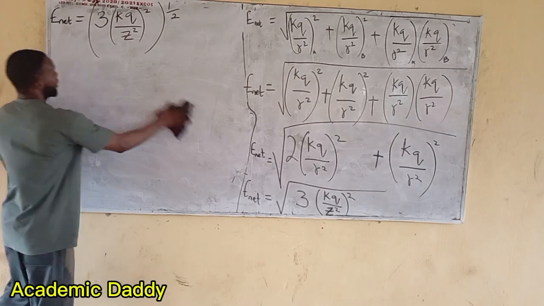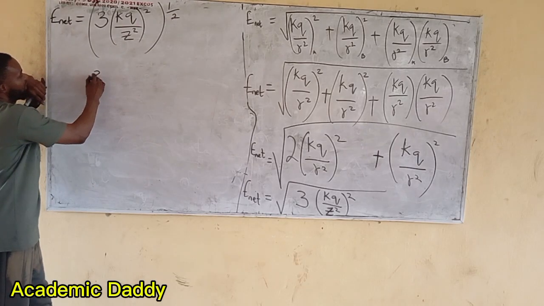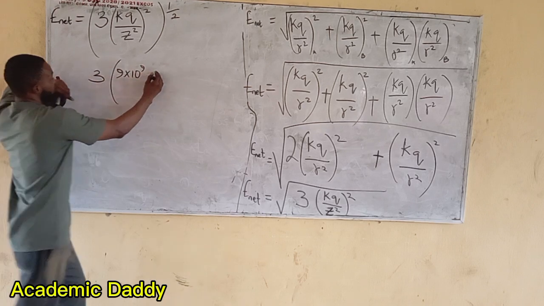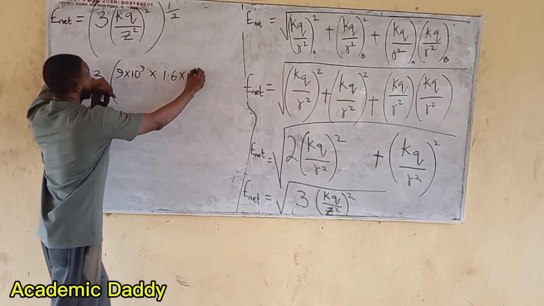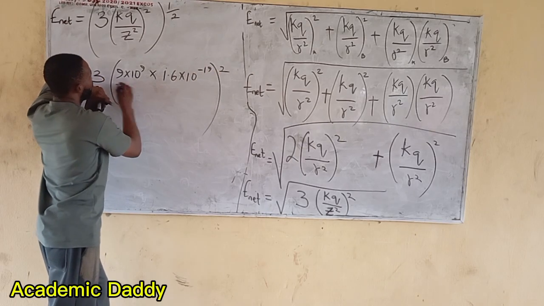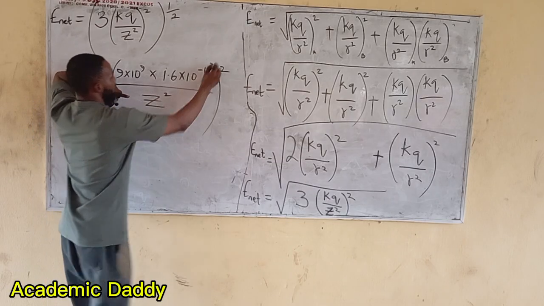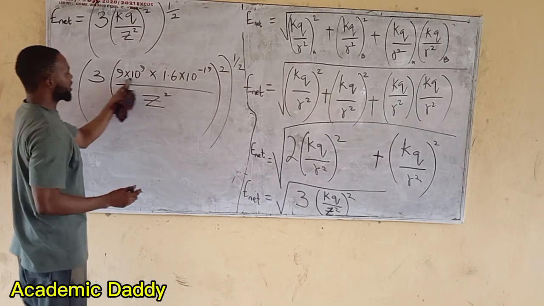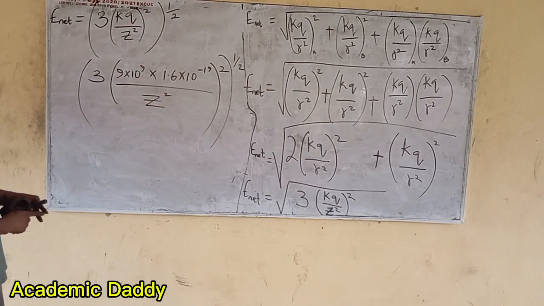So now I've gotten to this junction. At this junction, I can decide to say that this is the same as saying 3 times 9 times 10 raised to power 9, times 1.6 times 10 raised to power minus 19, over Z squared, all raised to power 1/2. Remember they did not give me the distance. You can leave your answer at this junction, or you can leave it this way. But it looks as if something can simplify further.